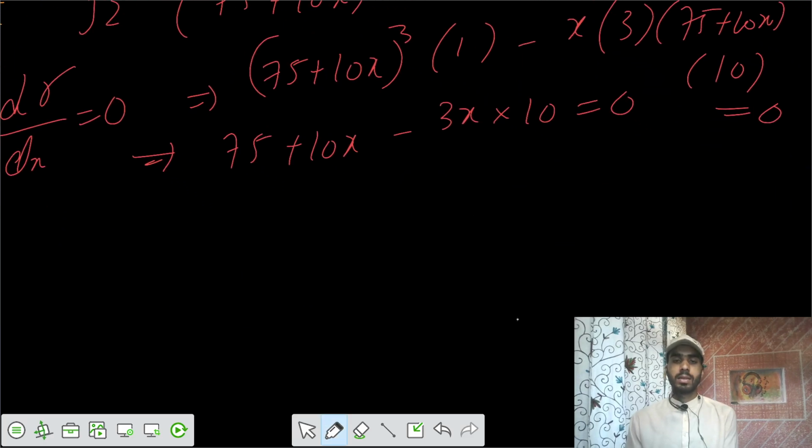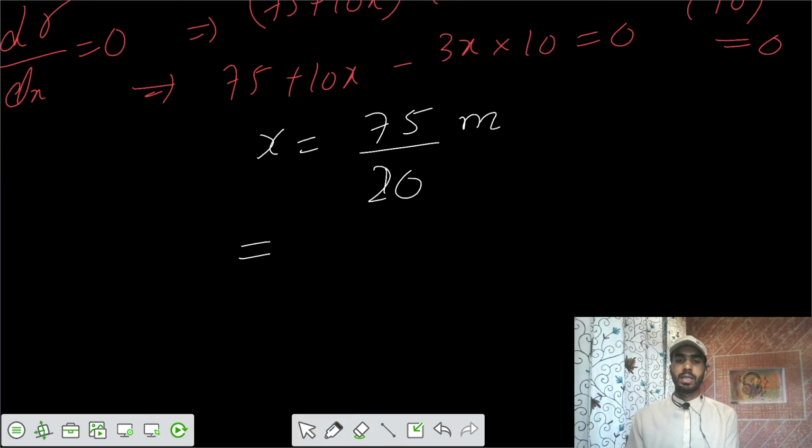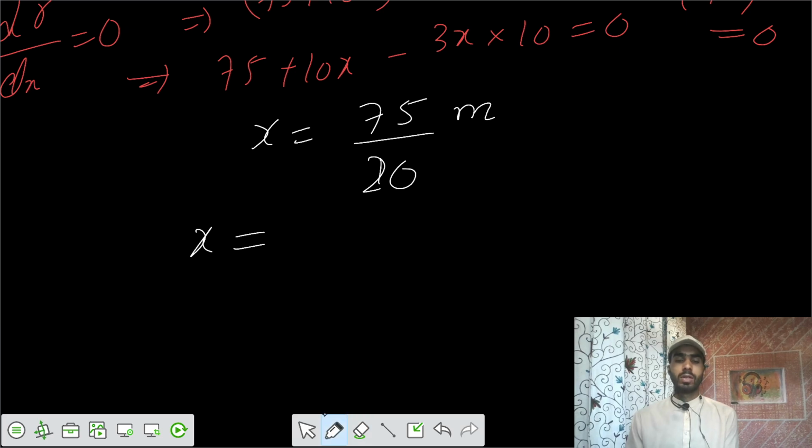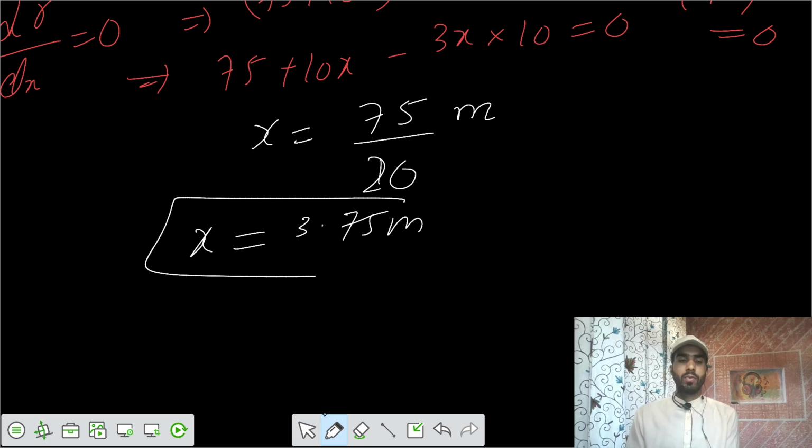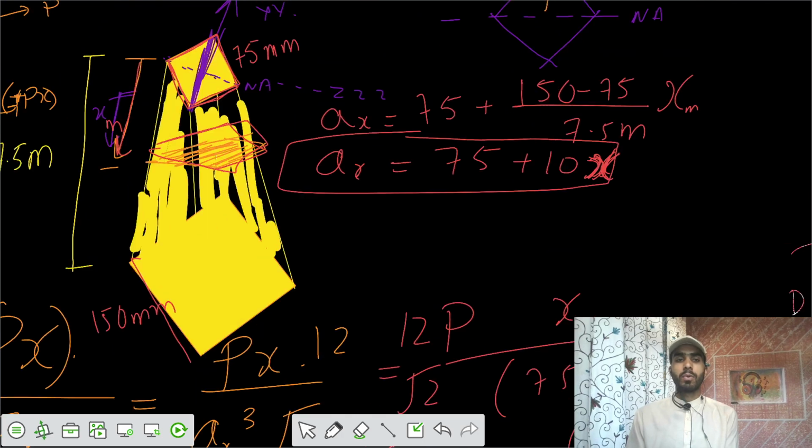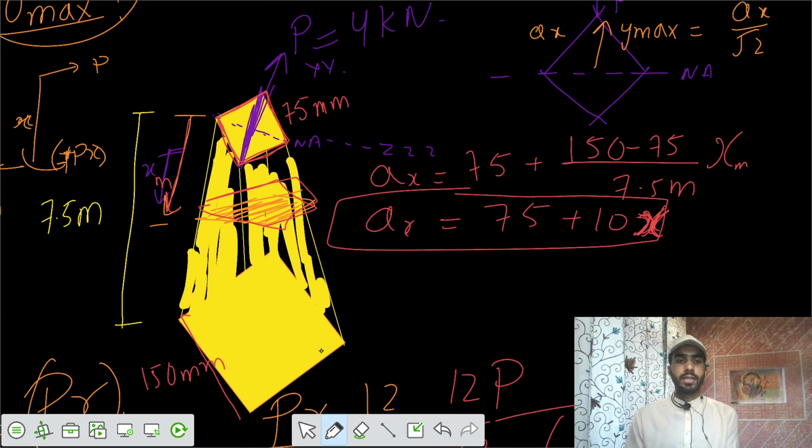So that means your value of x equals 75 meter by 20, so we got a value of x equals 3.75 meter. At a distance of x equals 3.75, the bending stress would be maximum here.